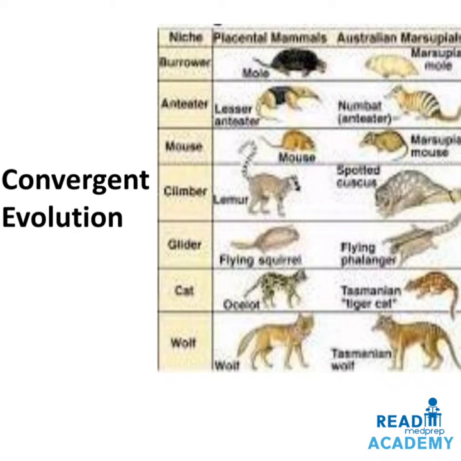The niche on the left side, the placental mammals, and the Australian marsupials. When you take the burrowers, the placental mammal is the mole and the Australian marsupial is the marsupial mole. Anteater: the placental mammal is the lesser anteater and the Australian marsupial is the numbat. The mouse: the placental mammal is the mouse and the Australian marsupial is the marsupial mouse. The climber: the placental mammal is the lemur and the Australian marsupial is the spotted cuscus. The glider: the placental mammal is the flying squirrel and the Australian marsupial is the flying phalanger. The cat: the placental mammal is the ocelot and the Australian marsupial is the Tasmanian tiger cat. The wolf: the placental mammal is the wolf and the Australian marsupial is the Tasmanian wolf.